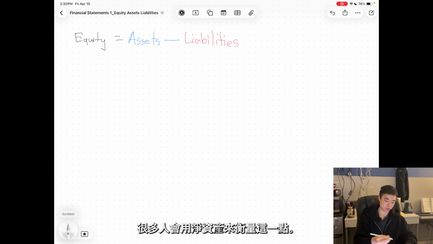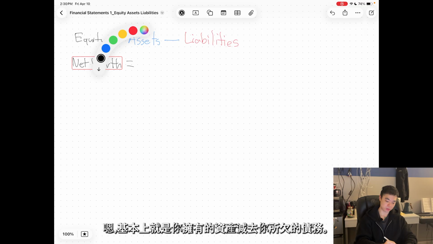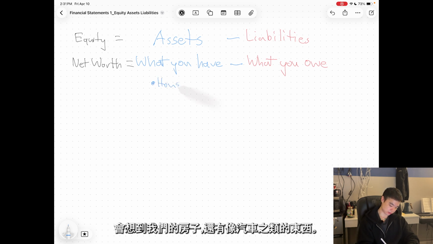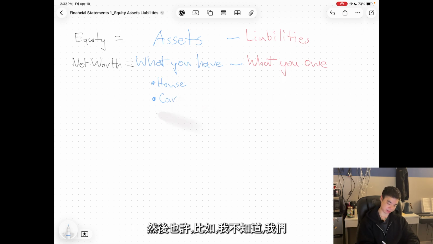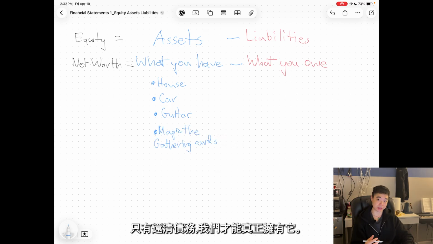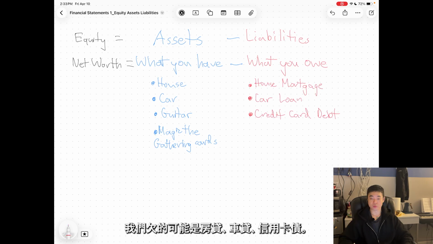So how am I doing financially? Well, a lot of people would measure that using net worth. And then how do you calculate net worth? Well, that's basically what you have minus what you owe. If we look at what we have, well, what we might consider is definitely our house, things like our cars, and then maybe our guitar, our Magic the Gathering cards. We don't really own it until we pay back those debts. What we owe might be our house mortgage, our car loan, our credit card debt.